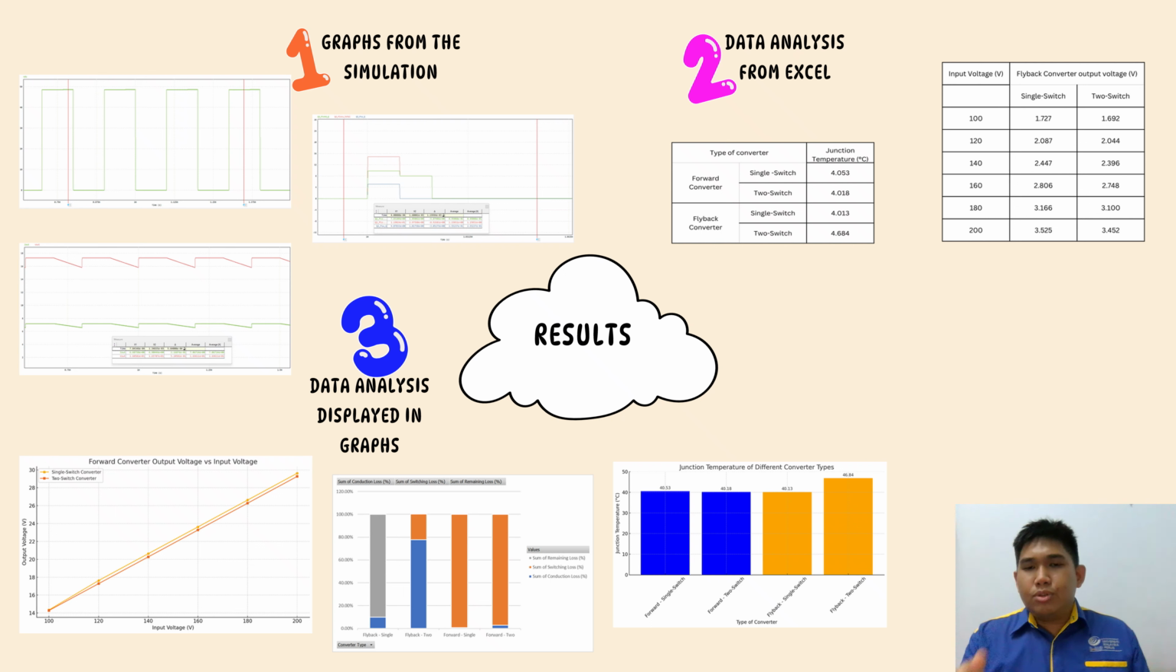Right now, there are two tables here, which are the junction temperature of the converters, and number two, the output voltage of the flyback converter according to the different input voltage. And last one, the data analysis displayed in graphs. From the Excel, we extract the data and display it as a graph to be more informative.